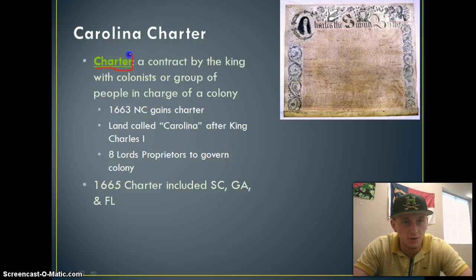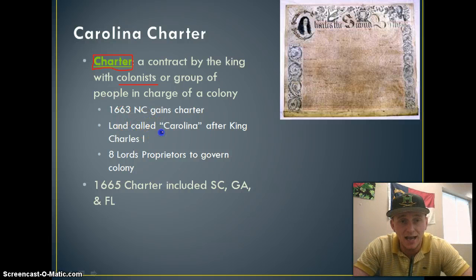A charter is a contract by the king with the colonists or group of people. So when the colonists came over, they are going to sign a charter with the king, which pretty much says he's still in charge of that colony. He's just letting the colonists live there. 1663 is the year North Carolina is going to gain their charter.